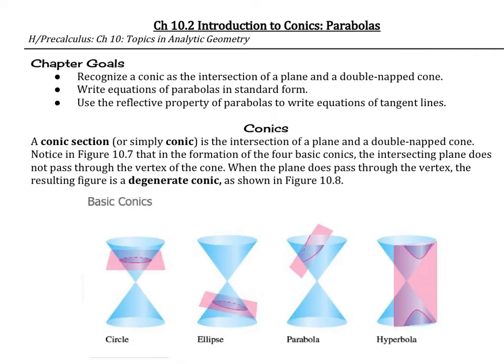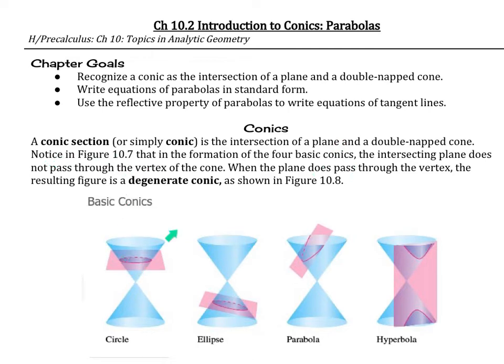10.2, Introduction to Conics, and then focusing on parabolas. We're going to recognize a conic as the intersection of a plane and a double napped cone. Write equations of parabolas in standard form, and then use a reflective property of parabolas to write equations of tangent lines. So conics. A conic section, or simply conic, is the intersection of a plane and a double napped cone.